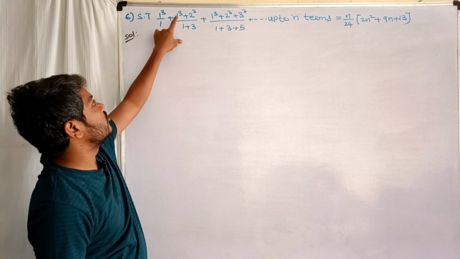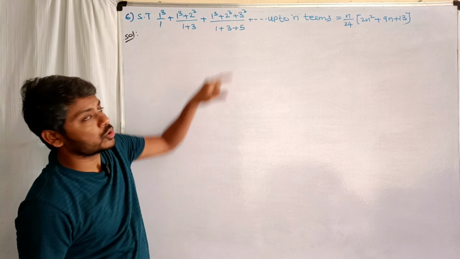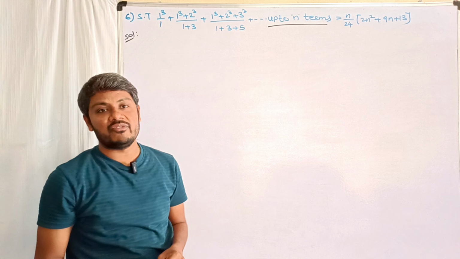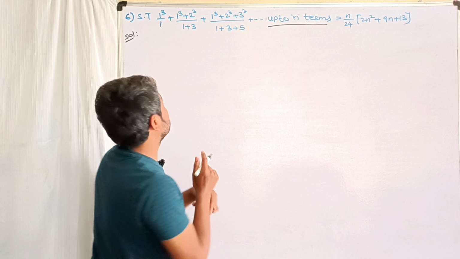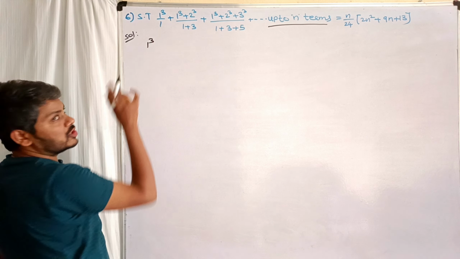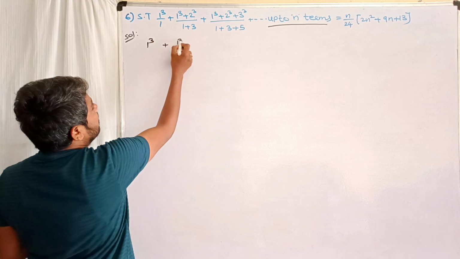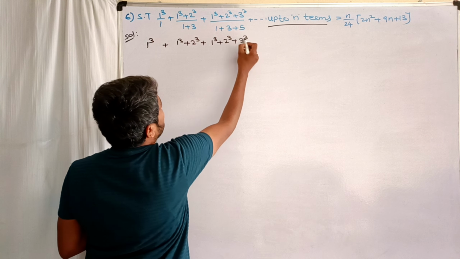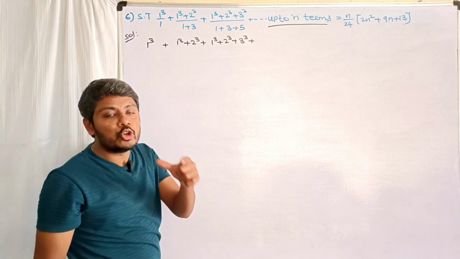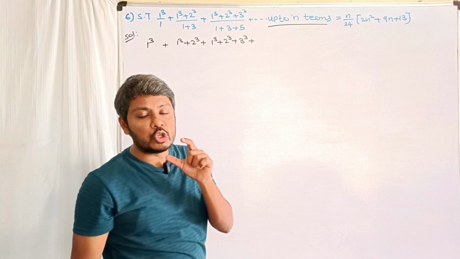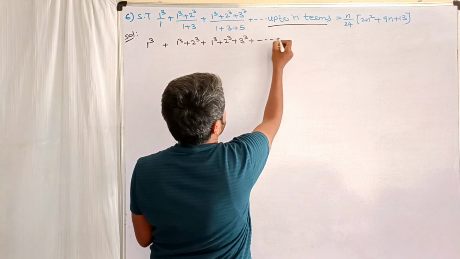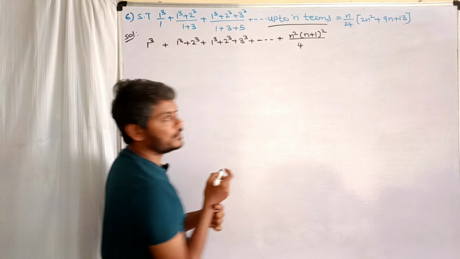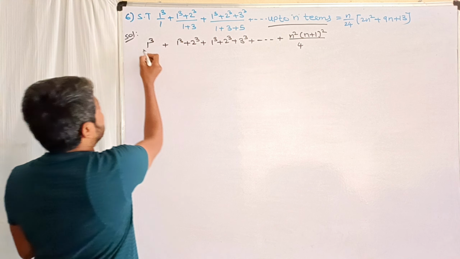1 cube by 1 plus (1 cube plus 2 cube) by (1 plus 3) and so on up to n terms. So here also you can find the nth term of the given series. So once you observe the numerator, so what are the numerator? Just write first numerator values: 1 cube, plus 1 cube plus 2 cube, plus 1 cube plus 2 cube plus 3 cube. So this is the sum of the cubes of the terms. We know that sum of the cubes of the terms formula is n square into (n plus 1) whole square by 4. That is the numerator. And what is the denominator?